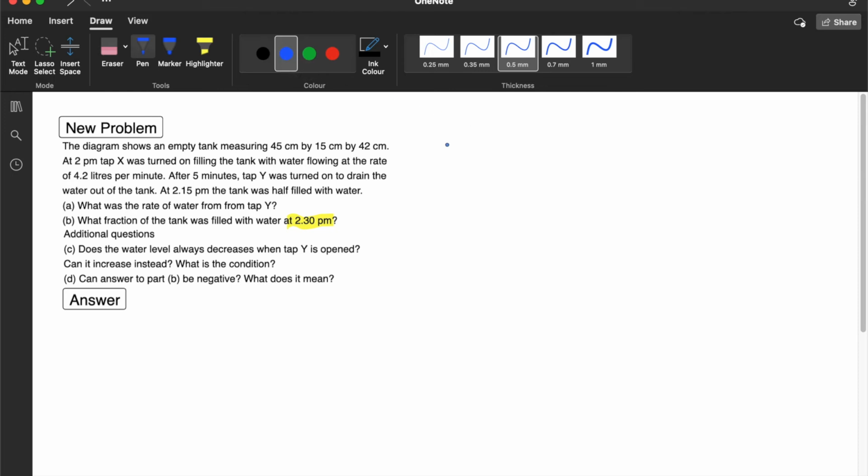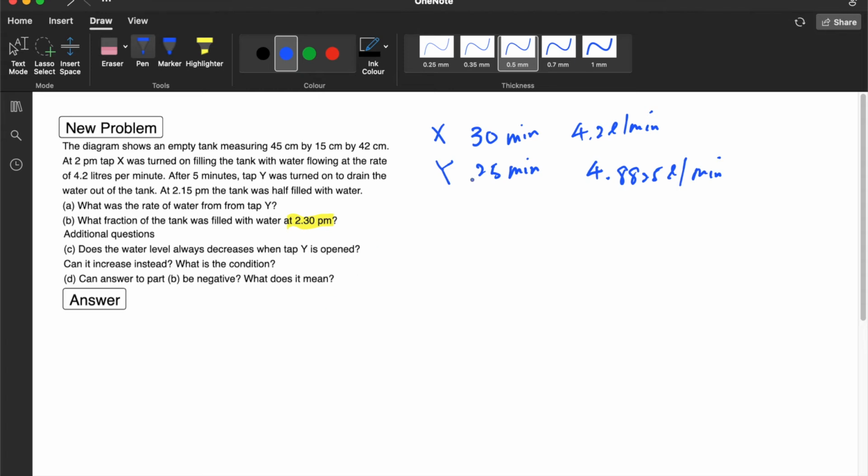Right, so at 2:30 p.m., tap X would have been operated for 30 minutes because it was open at 2 p.m., while tap Y will only have been open for 25 minutes, 5 minutes less. Right, and then earlier in part A we found out that the rate for tap Y is 4.8825 liters per minute, and for X it is given here as 4.2 liters per minute.